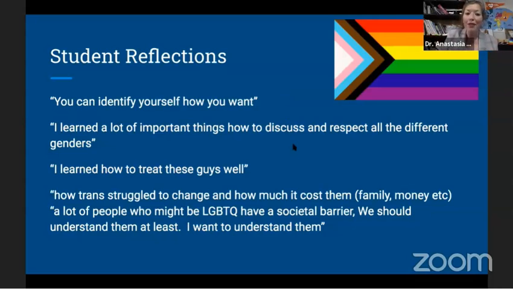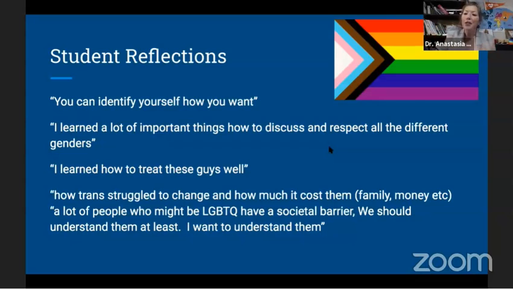There were a few topics about how you can identify yourself how you want. I learned a lot of important things, how to discuss and respect all different genders. I learned how to treat these guys well. They learned how trans people struggle to change and how much it costs. A lot of people who might be LGBTQ have a societal barrier. We should understand them at least. I want to understand them.